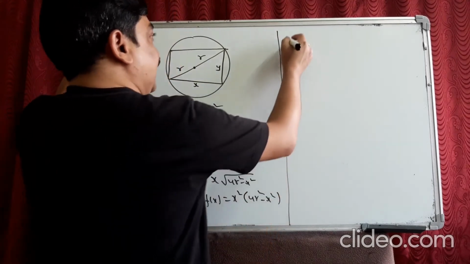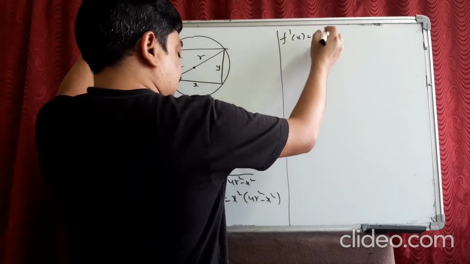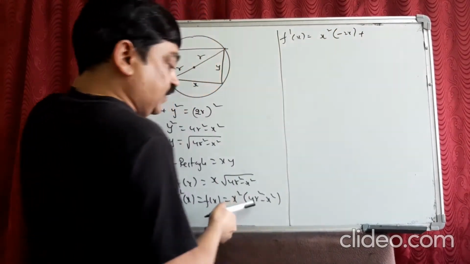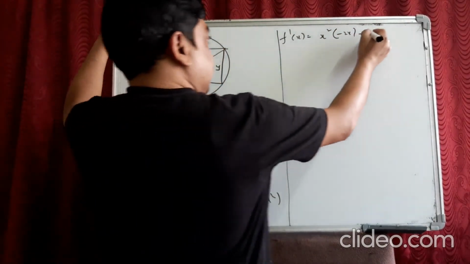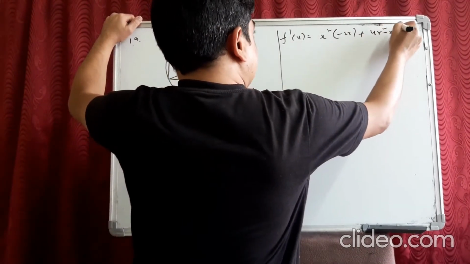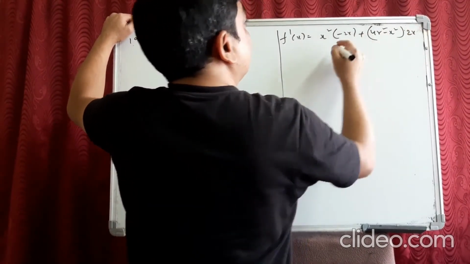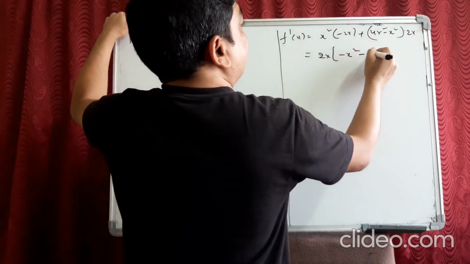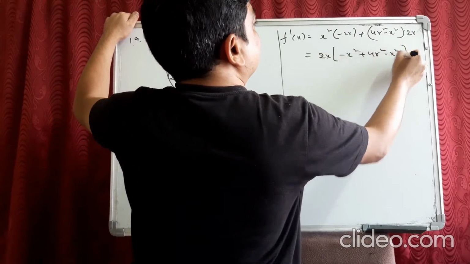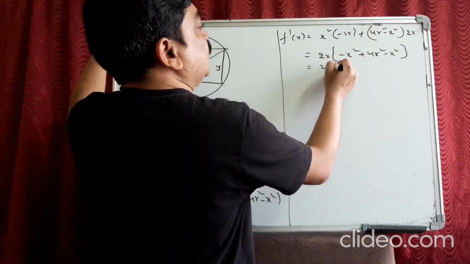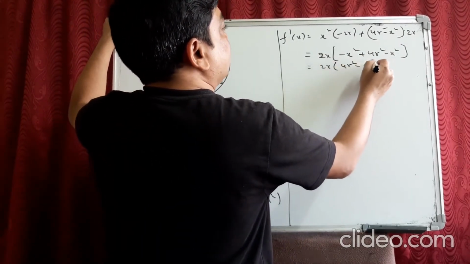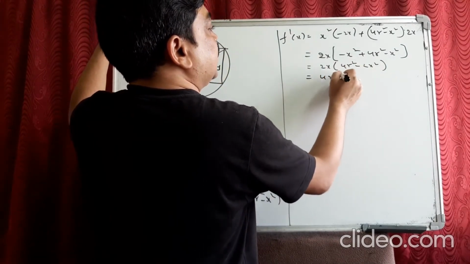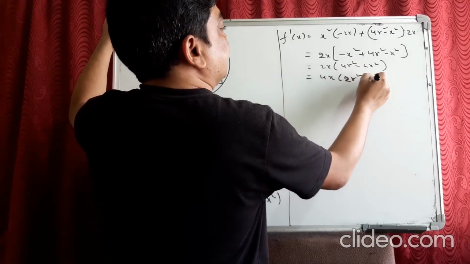Let us find out the derivative. f dash of x, using uv: x square into minus 2x, because r square is constant here, plus 4r square minus x square into 2x. So I can take 2x common in both of them. It becomes minus x square plus 4r square minus x square. It becomes 2x into 4r square minus 2x square. Taking 2 common, it becomes 4x into 2r square minus x square.